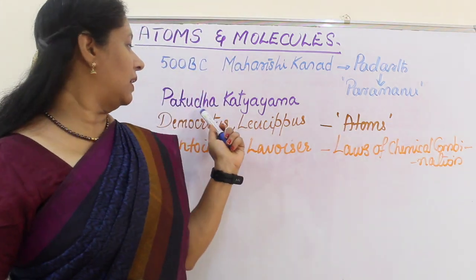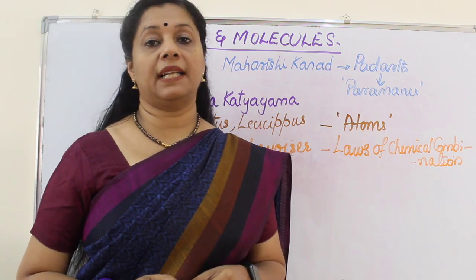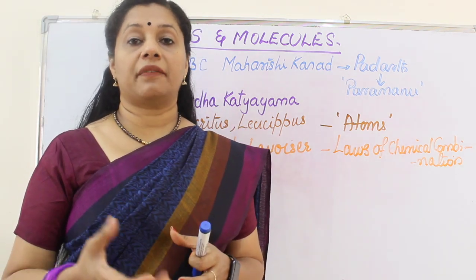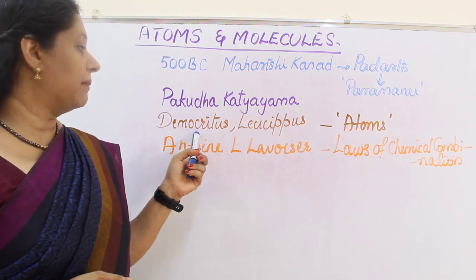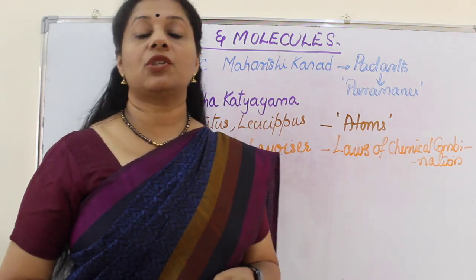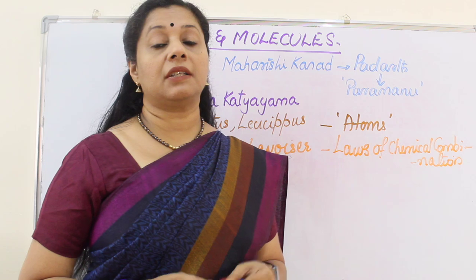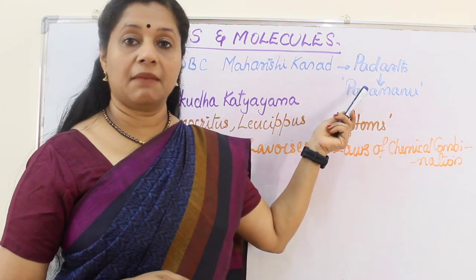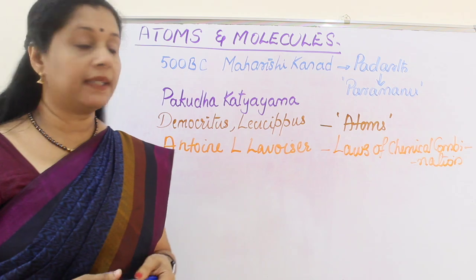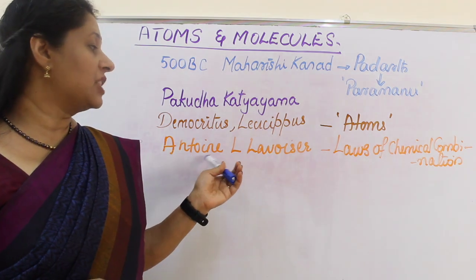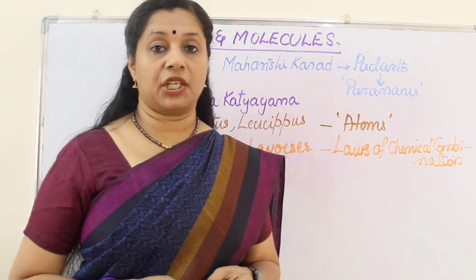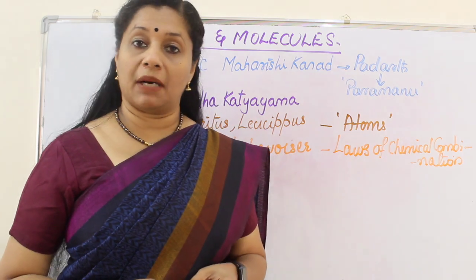Another philosopher called Pakudha Katyayana told that these are found in combination or in collections forming different matters. And Democritus and Leucippus, two Greek philosophers, first told about something called atoms, which is similar to Paramanu, but they coined the term atoms. And then Antoine Lavoisier first proposed laws of chemical combinations, which gave us more idea about atoms.